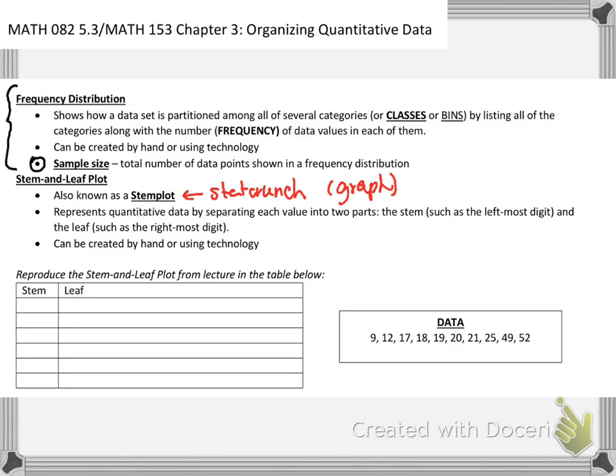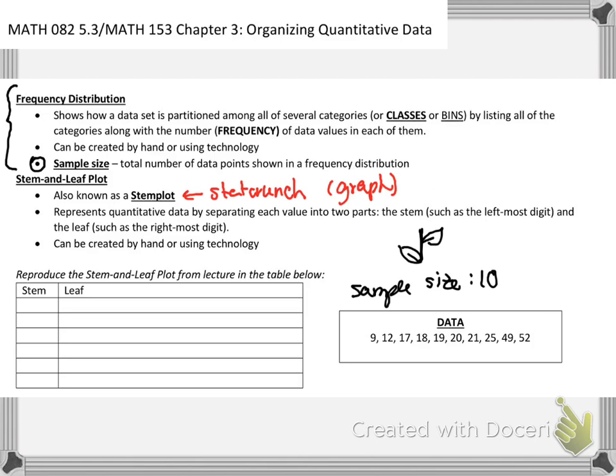A stem plot represents quantitative data by separating each value into two parts, which is the stem, I'll draw you a stem right here, and then the leaf. Isn't that cute? All right, so that's what we're going to look at. And again, it can be created by hand or using technology. So here is our data set. I used the same data set in a previous video. So we're going to imagine that we took a sample size of 10 people with whom we're friends on Facebook. All right, so let's get started.